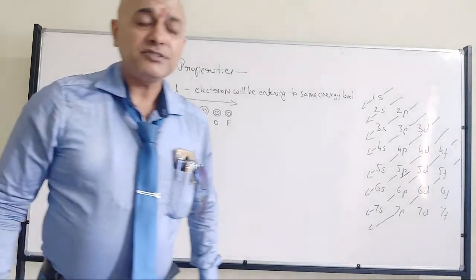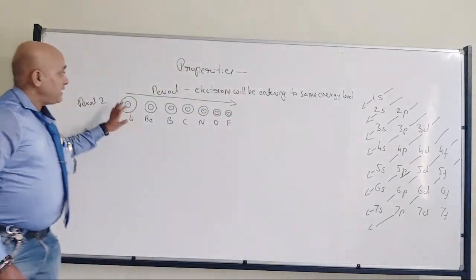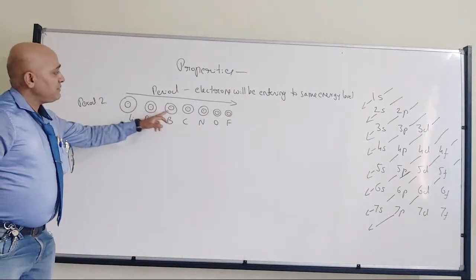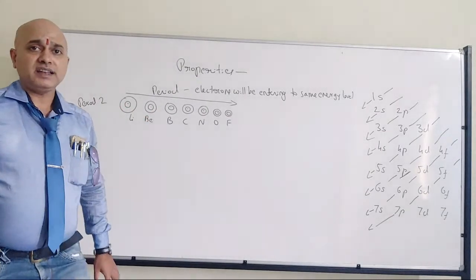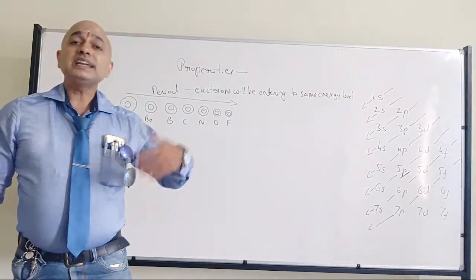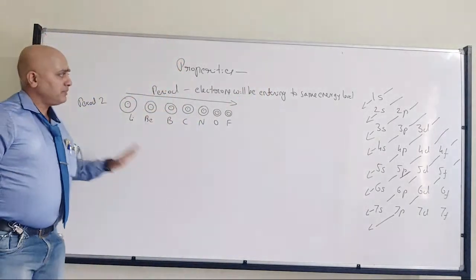All of you have understood what I mean to tell you is, when I am talking about period, electrons will be entering into the same energy level. Period number 2, it will be energy level 2. Period 3, it will be energy level 3. Like that, in the same period, it will be entering.